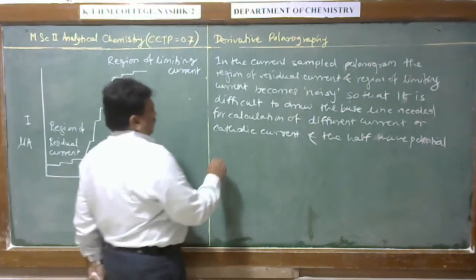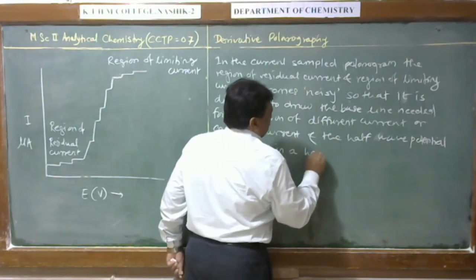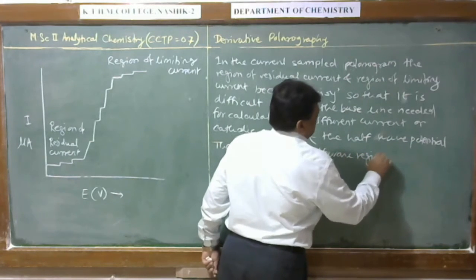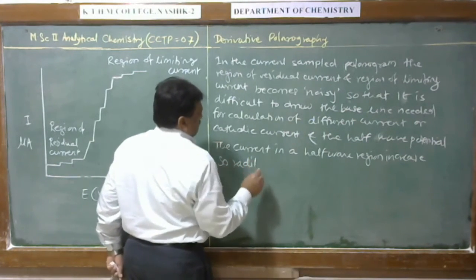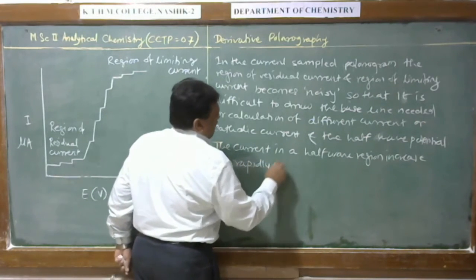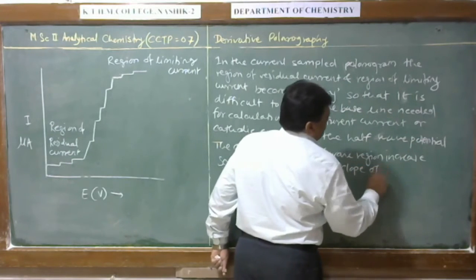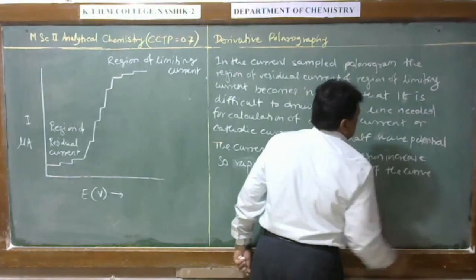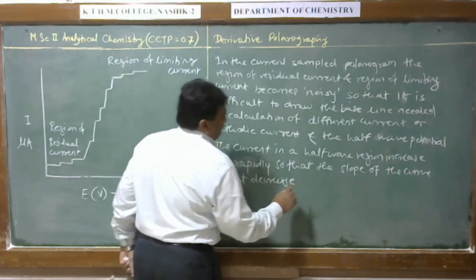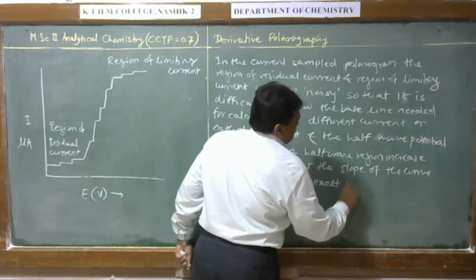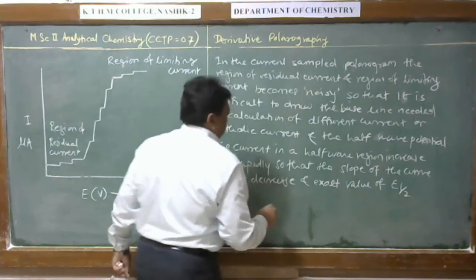The current in the half wave region increases so rapidly that the slope of the curve decreases, and the exact value of the half wave potential cannot be determined.